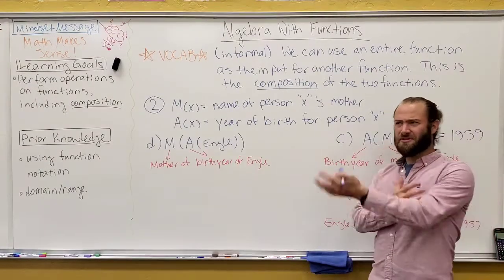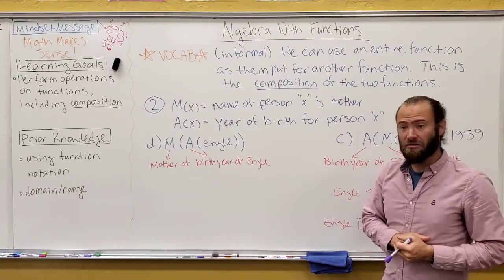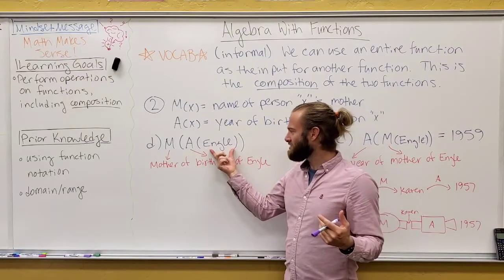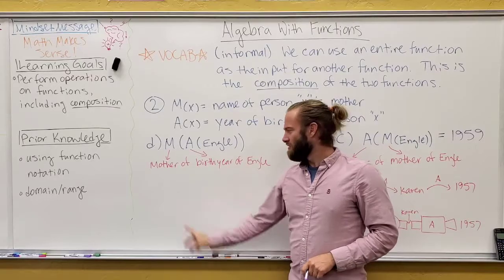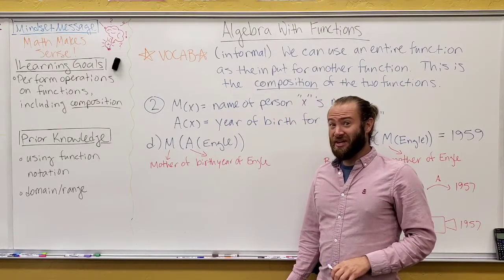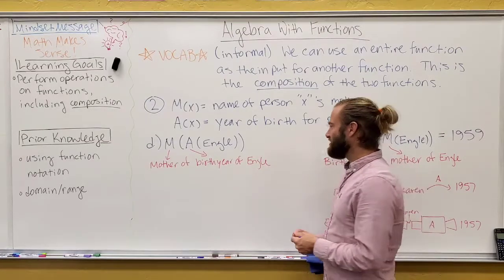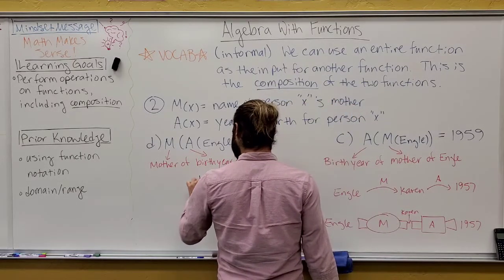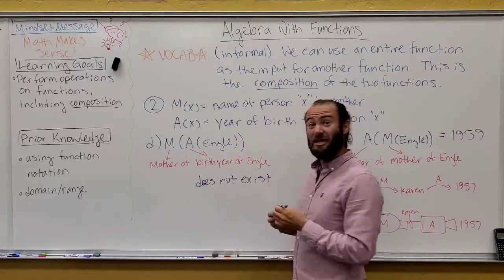So what if we reversed the order of this, and instead I wanted to know what's M of A of Ingle? Well, again, think about what this question's asking. We're asking Ingle's year of birth and the mother of that year of birth. The mother of the birth year of Ingle. You probably realize along with me right now that that doesn't make any sense. Okay, so this just doesn't exist, I guess. That's the best way to say it. It does not exist. Doesn't make any sense.